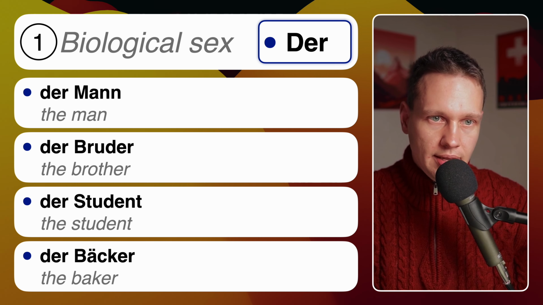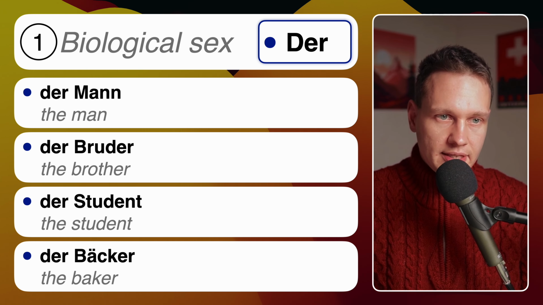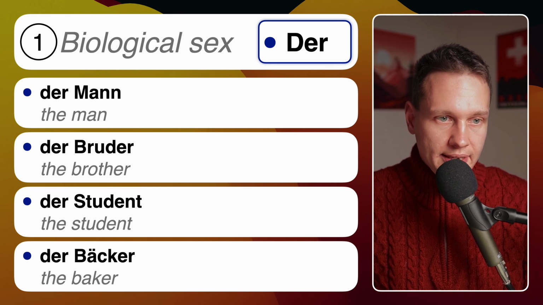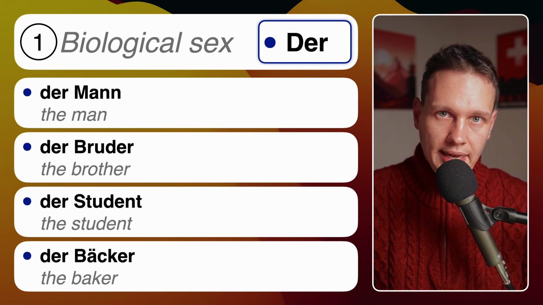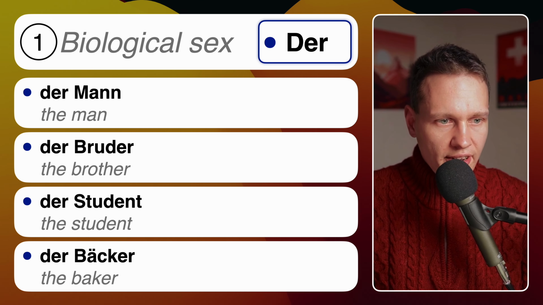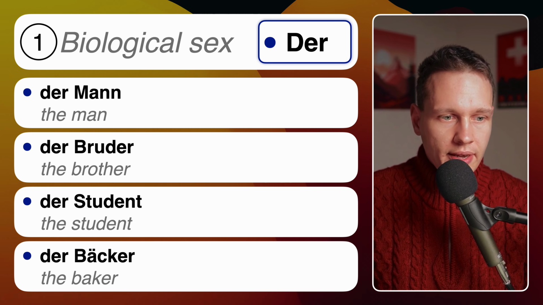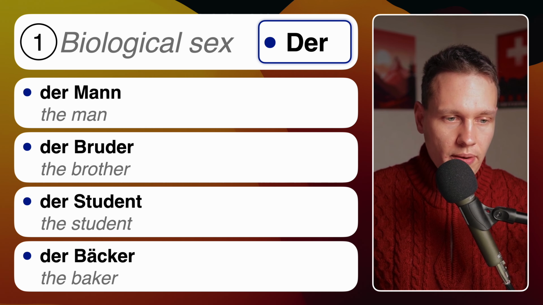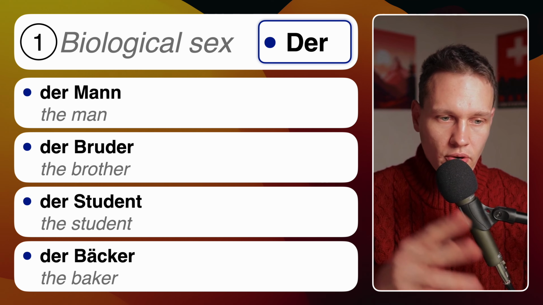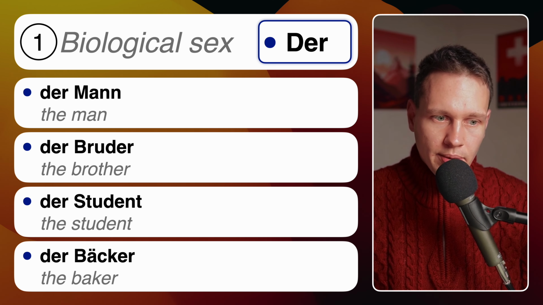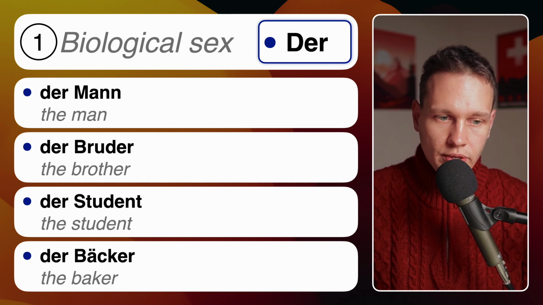And we start with the biological sex words with der. So for example, we have der Mann, that's the man, that's der Mann. Then we have der Bruder, that's the brother, der Bruder. And then we have some words that describe jobs or roles. And so here, for example, we have der Student, that's the student, der Student.